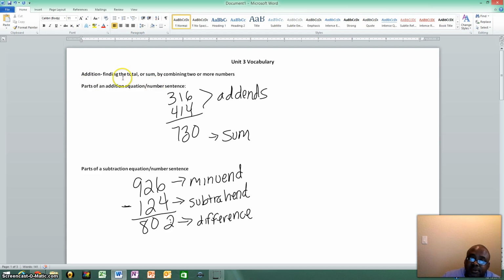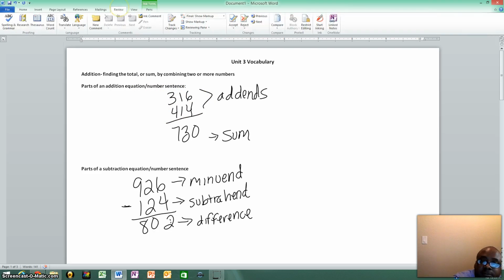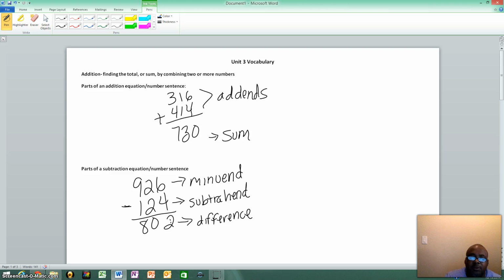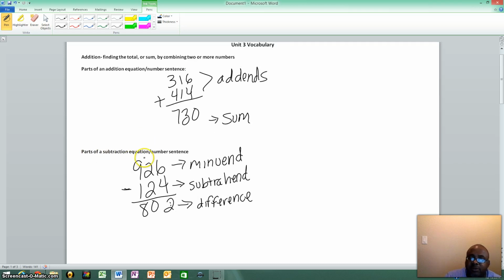So addition, finding the total or sum by combining two numbers. The parts of an addition sentence are the addends, which is 316 and 414. And then the parts of a subtraction equation or number sentence: 926 is your minuend, the number before the minus sign. Then you have your subtrahend, which is the number after the minus sign, and then you have your difference, which is the difference between this number and this number, 802.